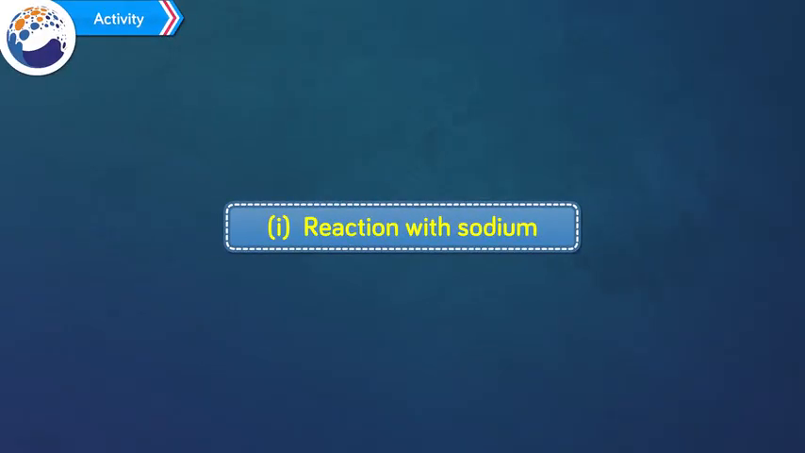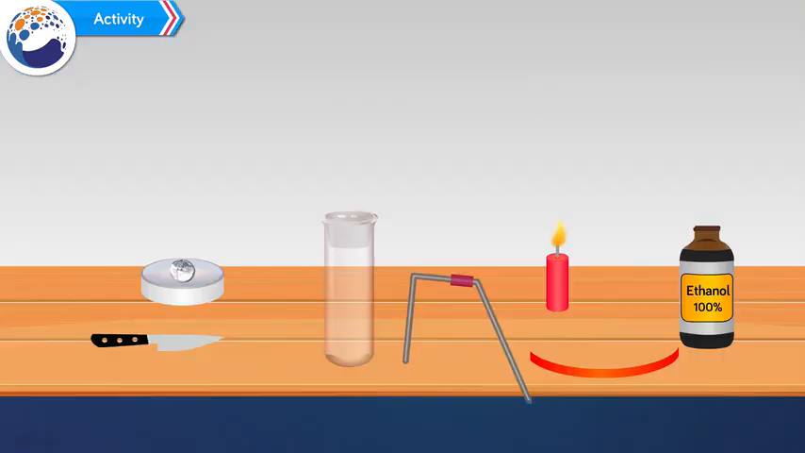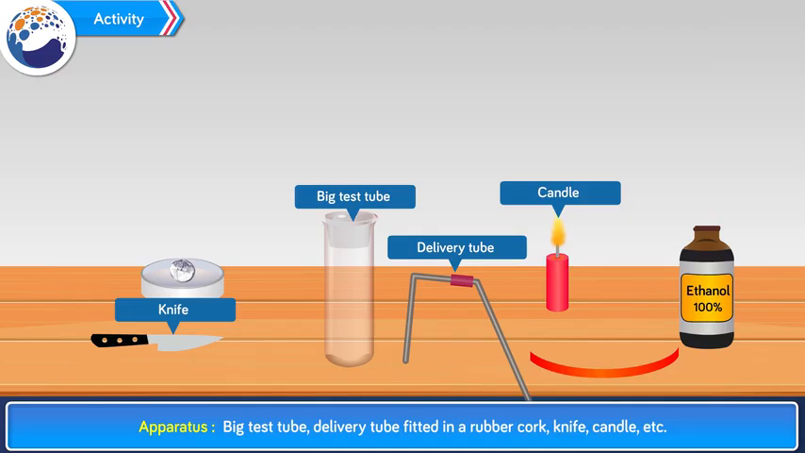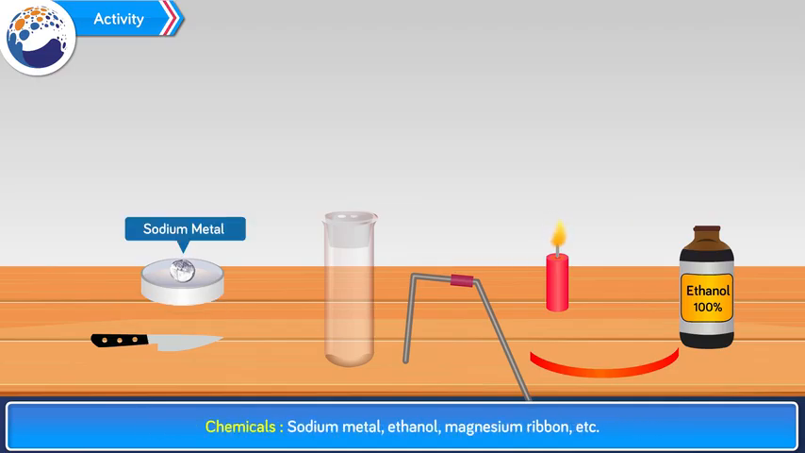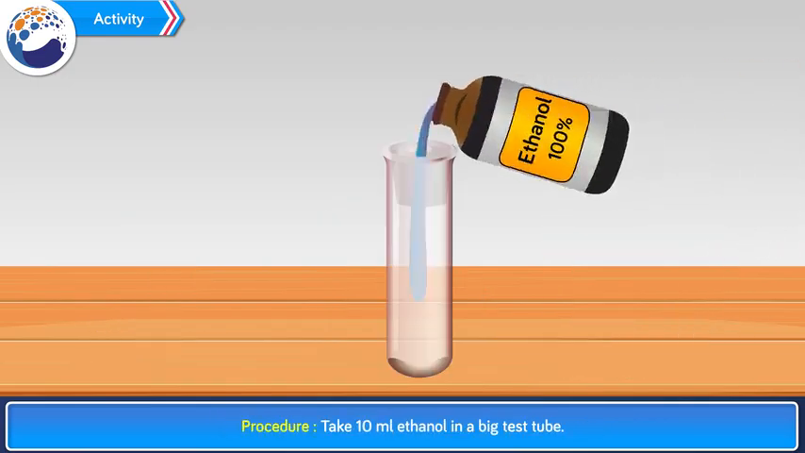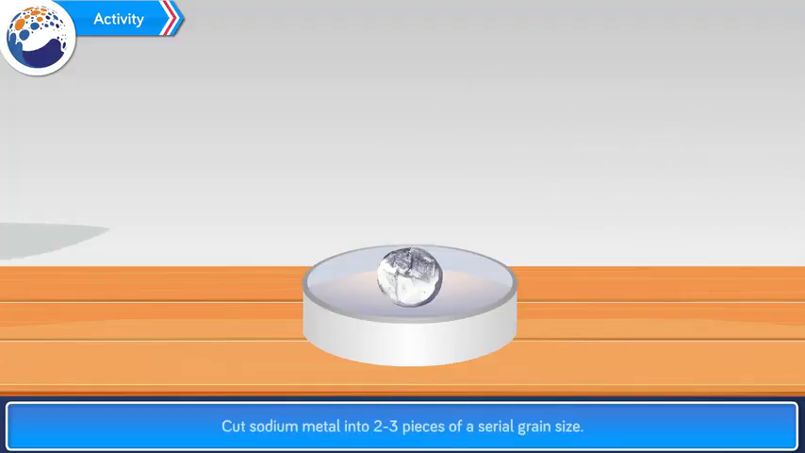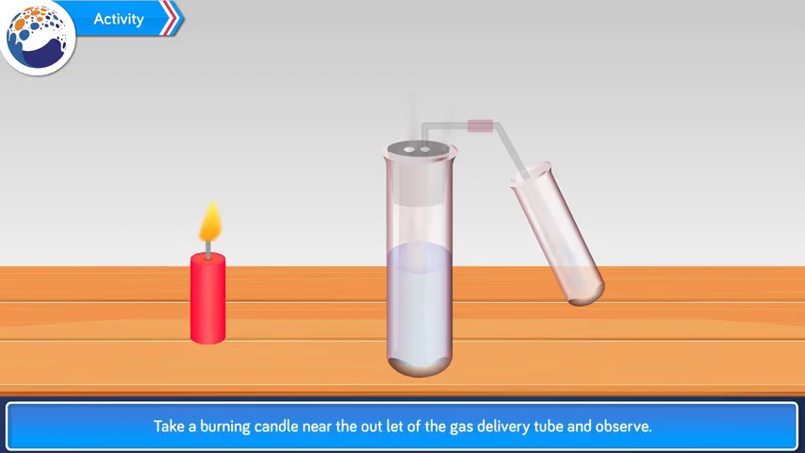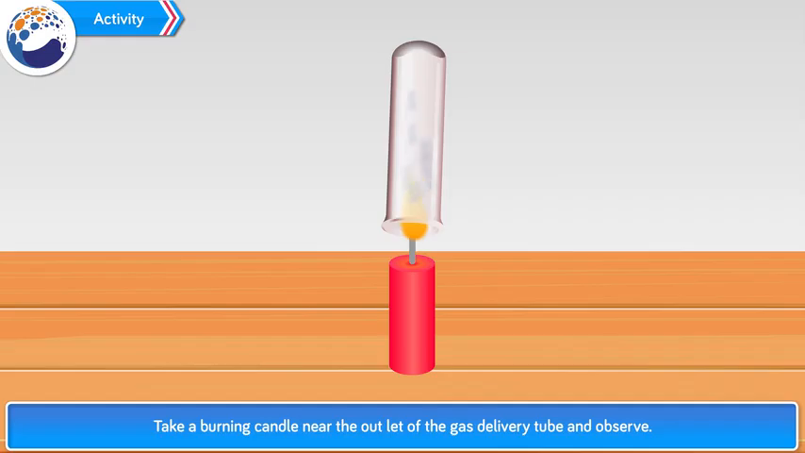1. Reaction with sodium. Let's try an experiment. Apparatus: big test tube, delivery tube fitted in a rubber cork, knife, candle, etc. Chemicals: sodium metal, ethanol, magnesium ribbon, etc. Procedure. Take 10 ml ethanol in a big test tube. Cut sodium metal into 2 to 3 pieces of a cereal grain size. Put the sodium pieces into the ethanol in the test tube and fix the gas delivery tube to the test tube. Take a burning candle near the outlet of the gas delivery tube and observe.